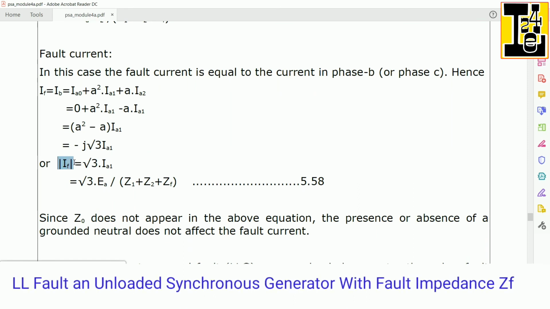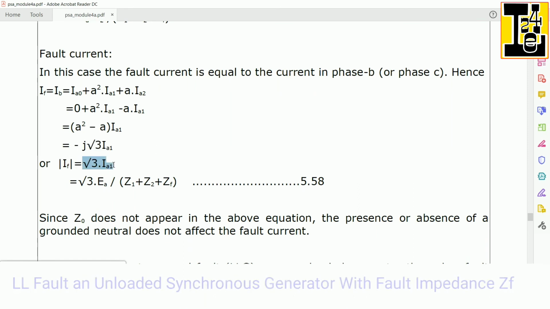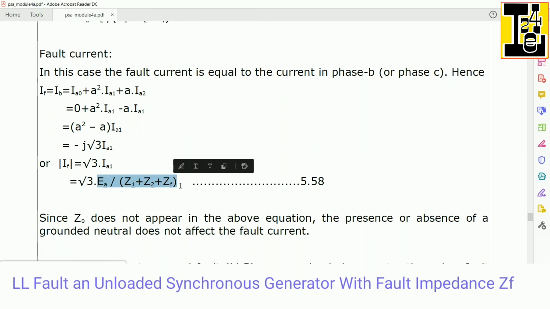If you take the mod of it, you will get root 3 into IA1. Finally, you can write it in an elaborated way. We know that IA1 is equal to EA divided by Z1 plus Z2 plus ZF.